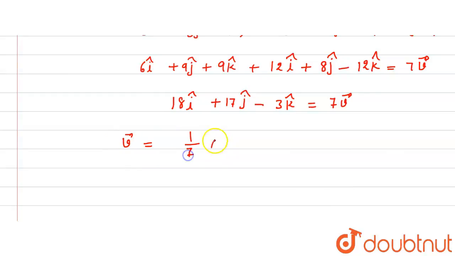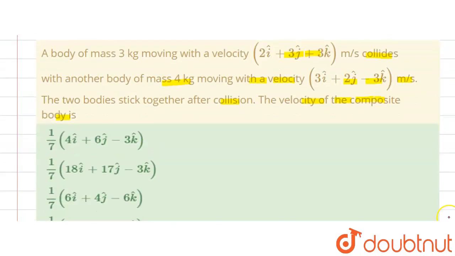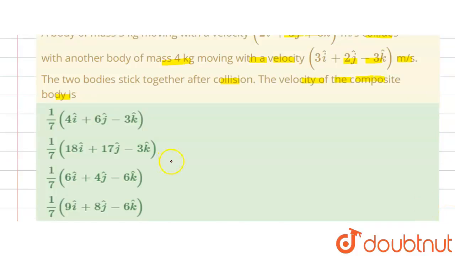1 by 7 times 18 i cap plus 17 j cap minus 3 k cap. So this is the velocity of the composite body. Now check the options. That means the second option is right. This is the solution of this question, guys.